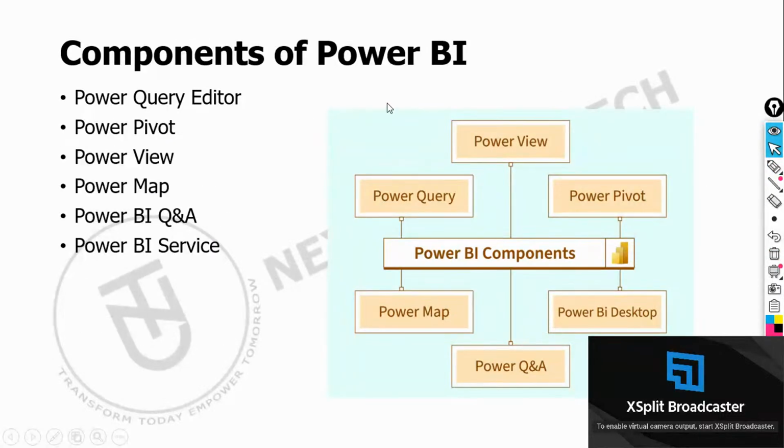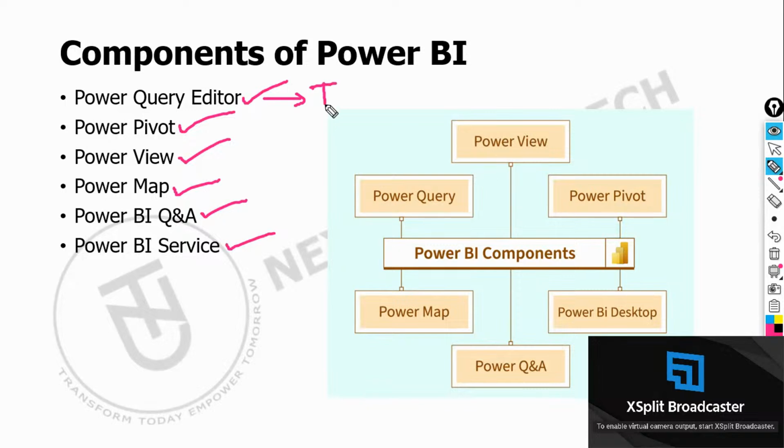Then the components of Power BI. Power BI in total has 6 components, friends. Power Query Editor, Power Pivot, Power View, Power Map, Power BI Q&A, Power BI Service. These 6 components are very essential in order to understand the complete journey. We have to learn all the 6 components. I'll tell you the use of each and every component.